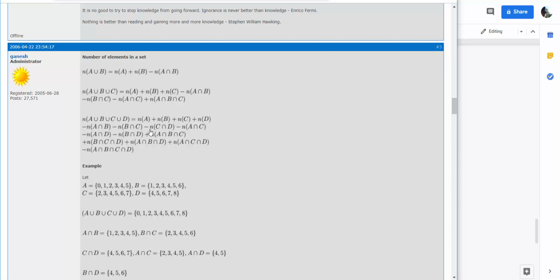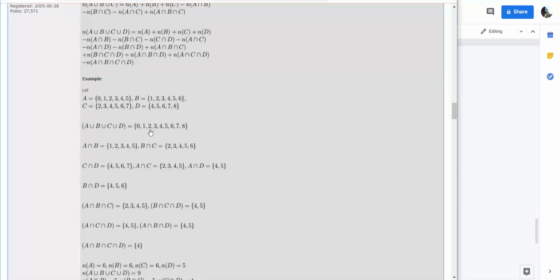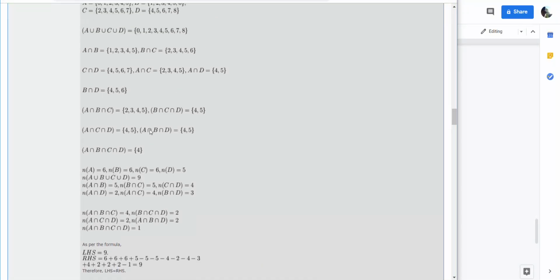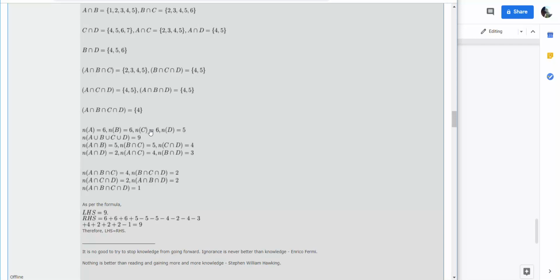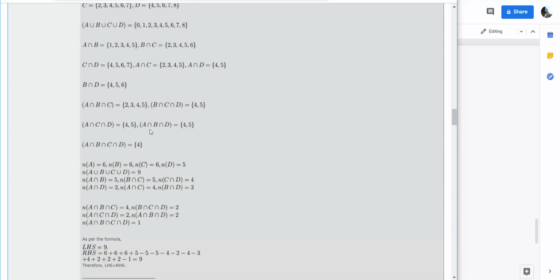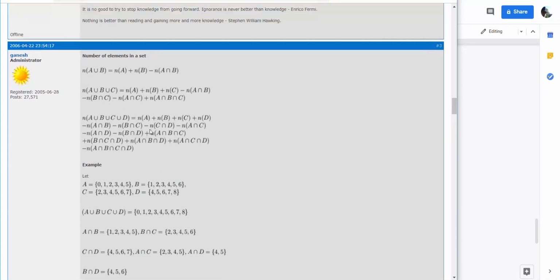Why? Oh my god, this is confusing. What's he doing? Therefore left hand side equals right hand side.